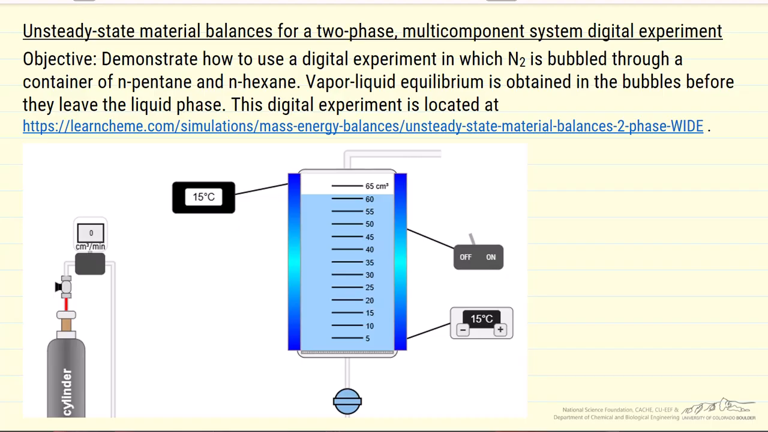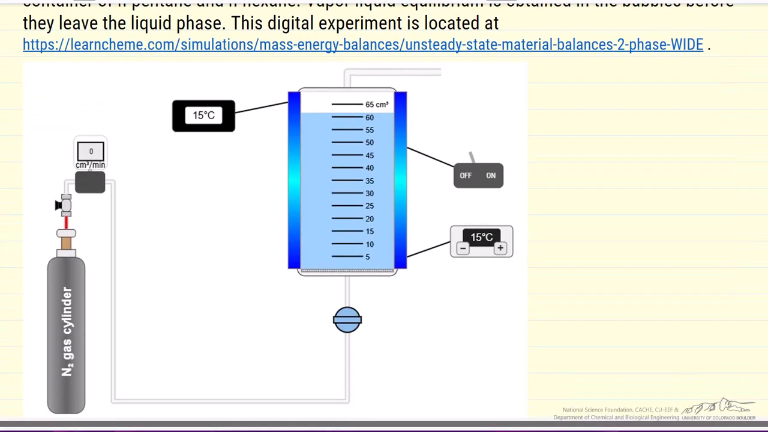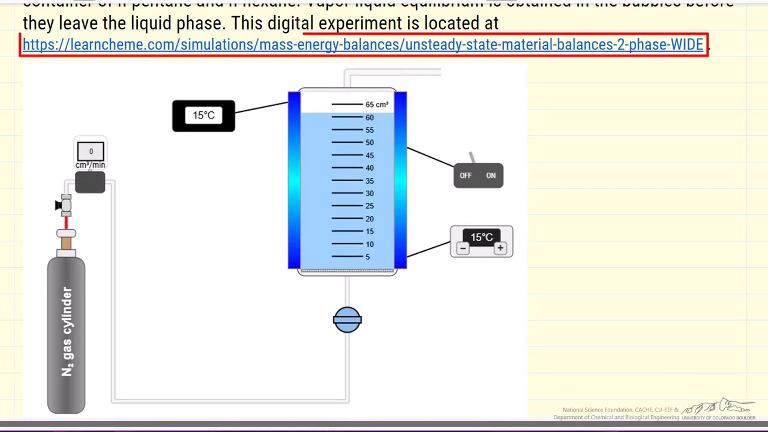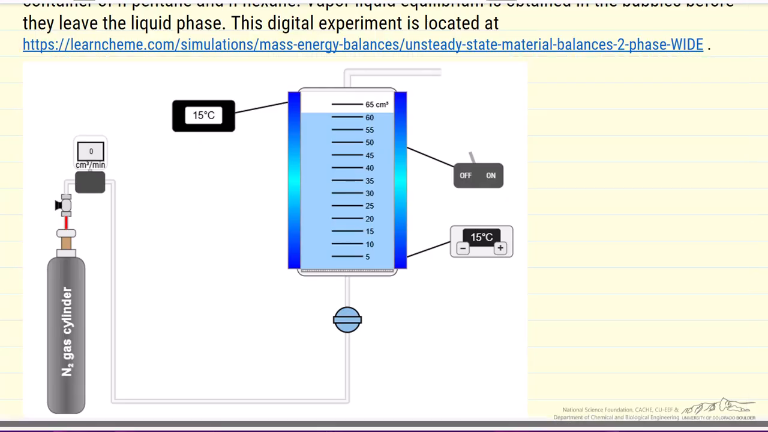Briefly demonstrate how to use a digital experiment in which we have a tank filled with a 50-50 mixture of n-pentane and n-hexane, and then we're going to flow nitrogen through the tank. Let's look at the figure. Let me point out that this simulation is located in the LearnChemE site, and here's the link to the simulation.